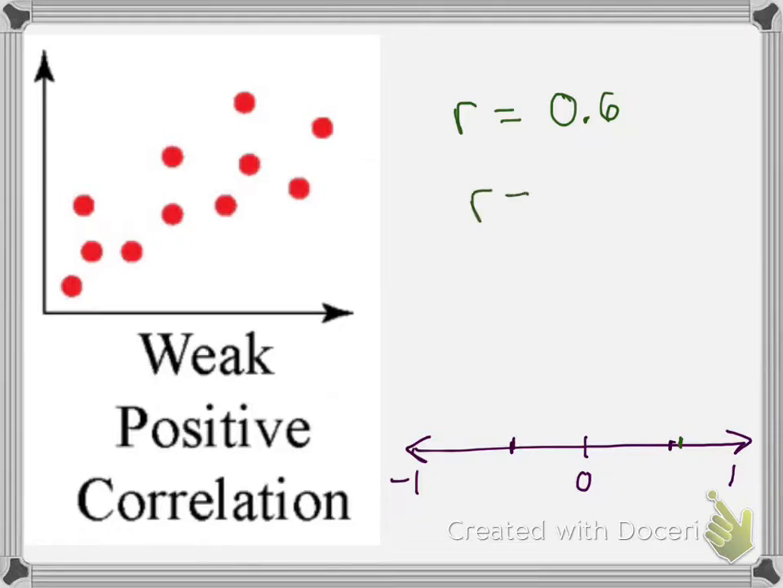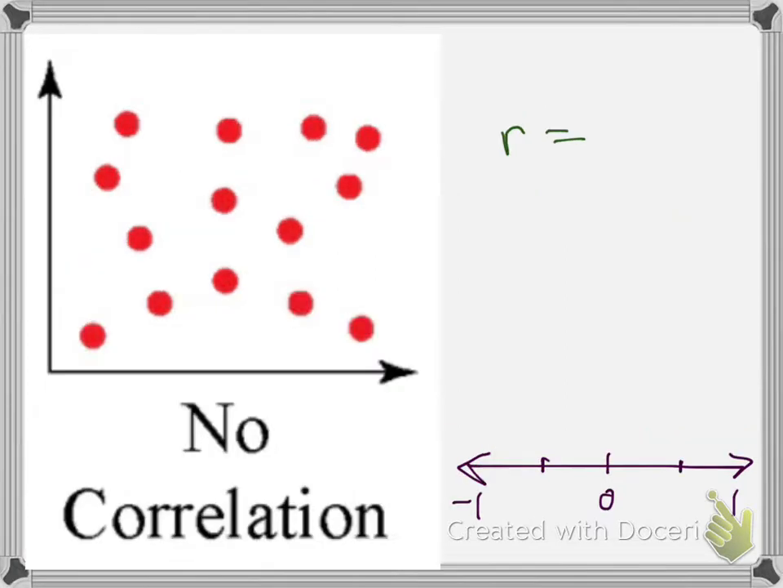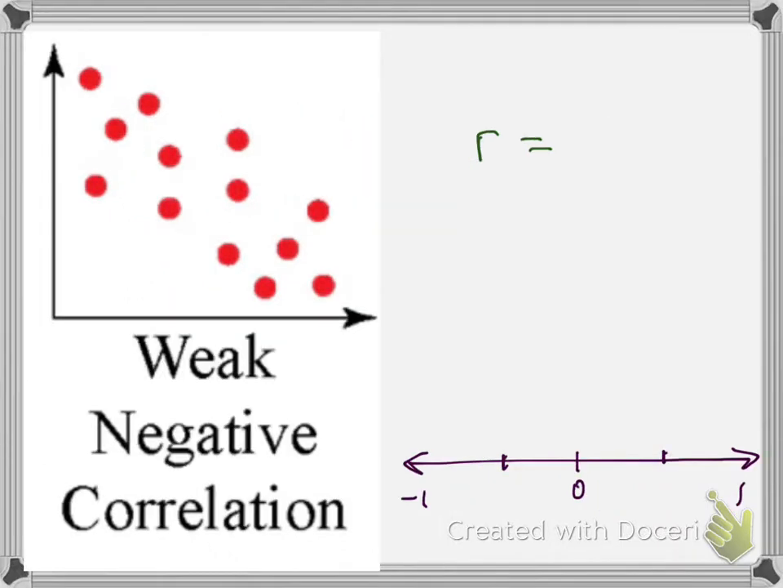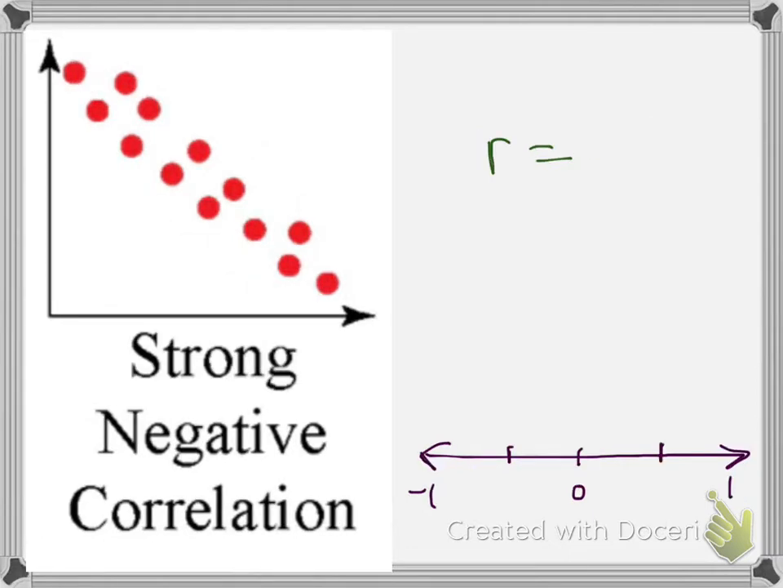Another example could be r equals 0.45, which will fall somewhere over here. That's considered a weak positive correlation because it's further away from 1. No correlation at all, right there in the middle, r equals 0. Now, a weak negative correlation, an example for that could be -0.43, which will fall right there on the number line. As you can see, it is further away from -1, so that's considered to be weak.